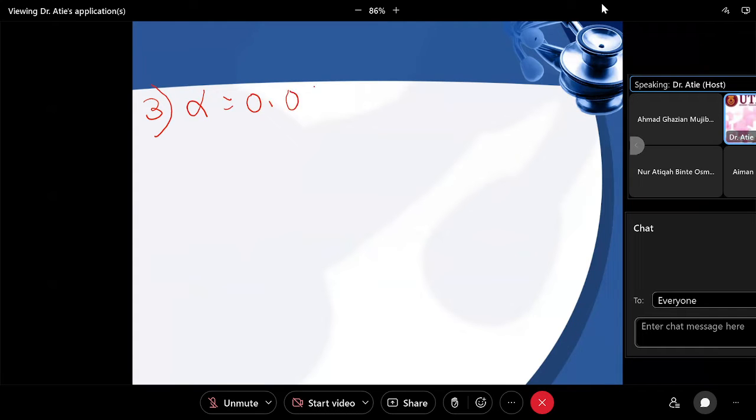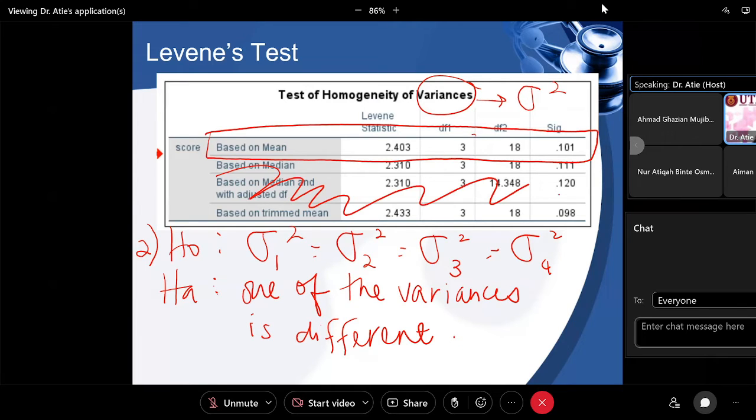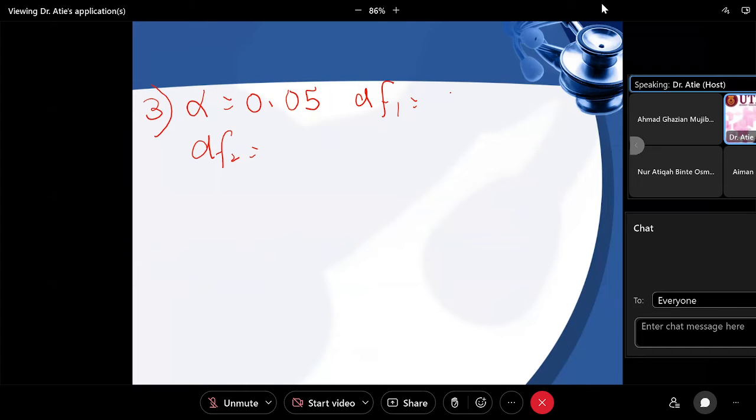df1, and then df2. So df1 and df2, how can we get the answer? So you need to look at the ANOVA table later on. But you can see also here, so this is what we want to look at. We don't want to look at all this, so we are based only on the median. So you can see the df here is 3 and 18, okay? 3 and 18.